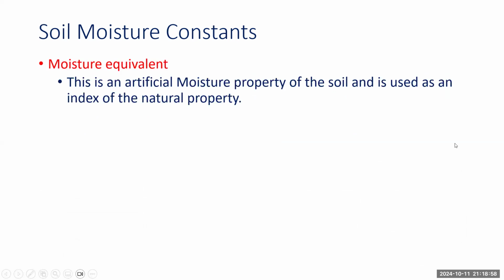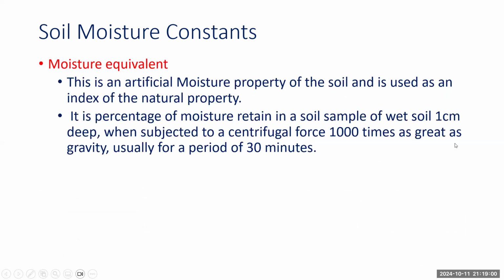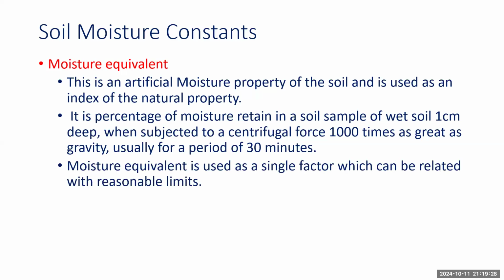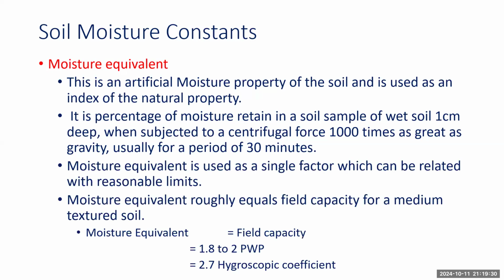There is a term, moisture equivalent. So what is moisture equivalent? This is an artificial moisture property of the soil, and it is used as an index of natural property. It is the percentage of moisture retained in a sample of wet soil 1 centimeter deep when subjected to a centrifugal force 1000 times as great as gravity, usually for a period of 30 minutes. So this is moisture equivalent.